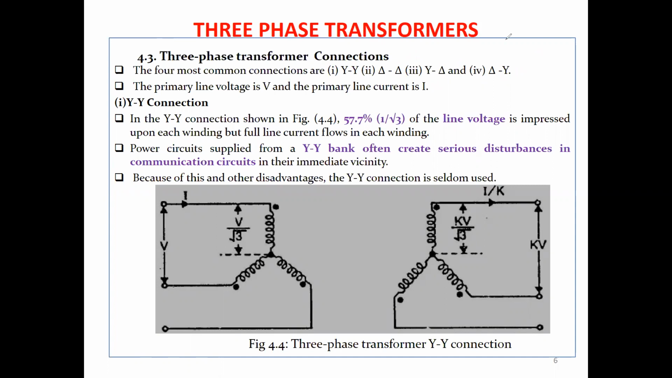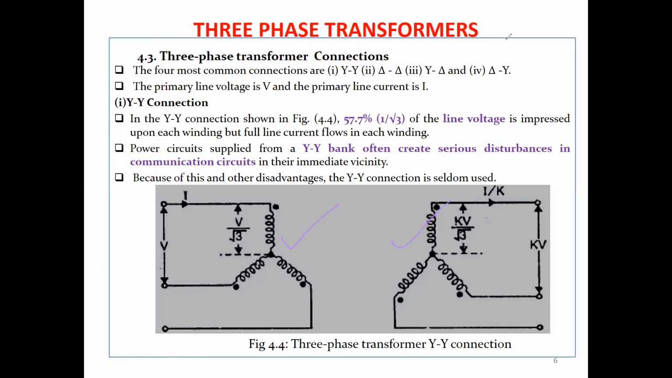The primary line voltage is V and the primary line current is I, sometimes denoted as VL for the line voltage and IL for the line current. Those are the primary line voltages and the primary line current. So we start with the first connection. Out of the four common connections, we have a star to star connection. This is how you connect a star to a star.